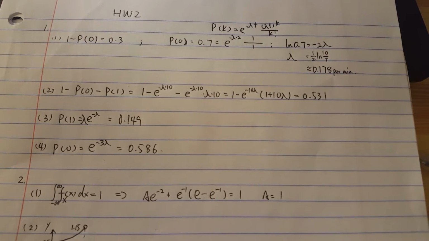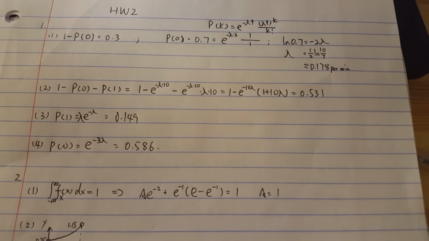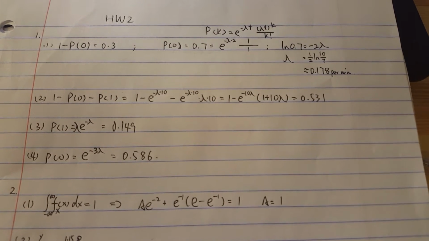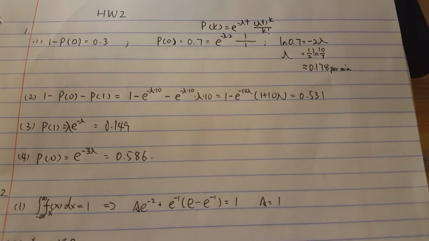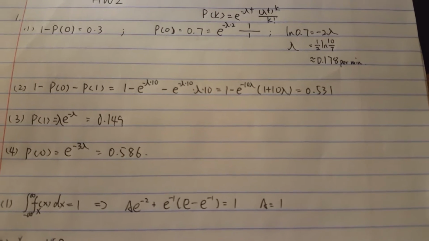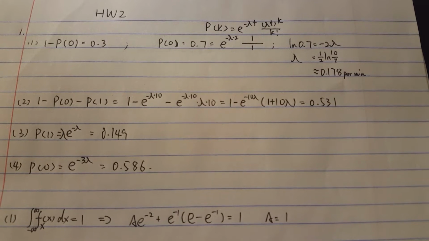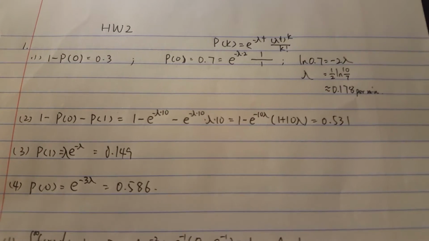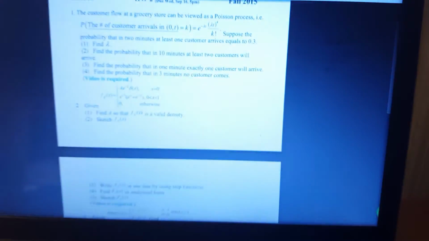And the fourth question is similar to the third question. It is to find the probability that in 3 minutes no customer comes. That means t equals 3 and k equals 0. We can also use the Poisson formula and get the probability is about 0.586.